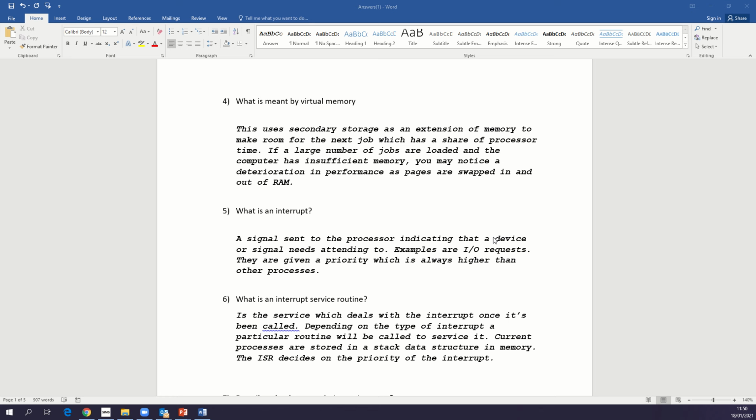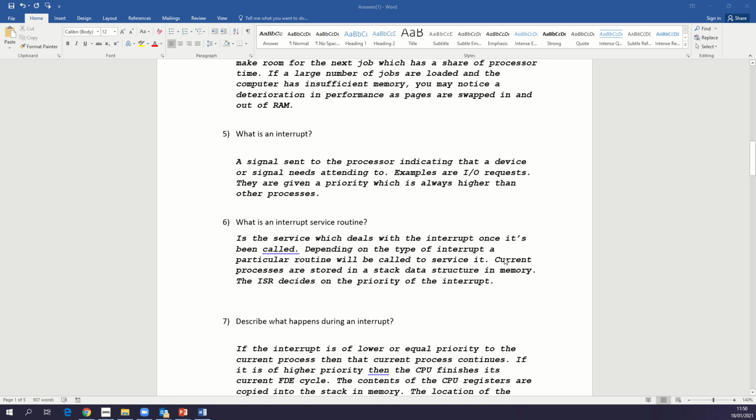We're swapping those pages in and out of RAM, so we swap the one that's been least frequently used, or the one that we don't need at the moment, into the hard drive, and we swap the program that we do want to use into RAM.